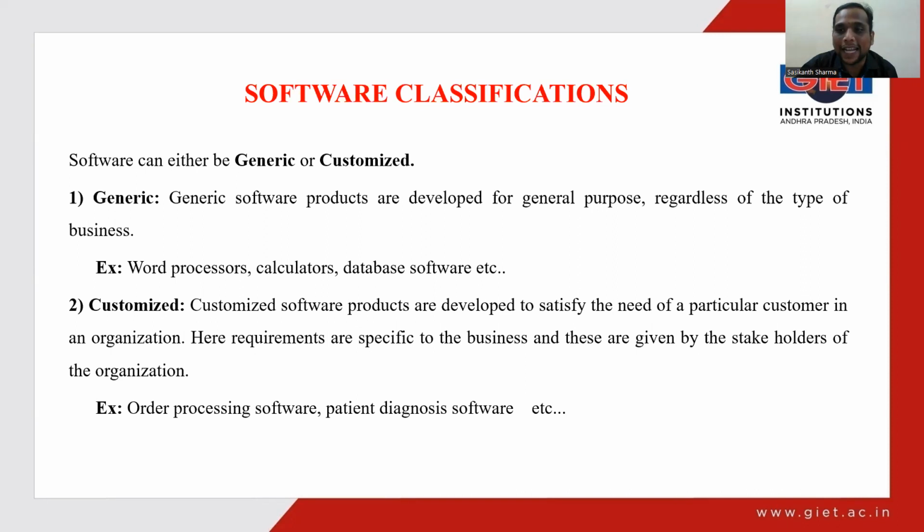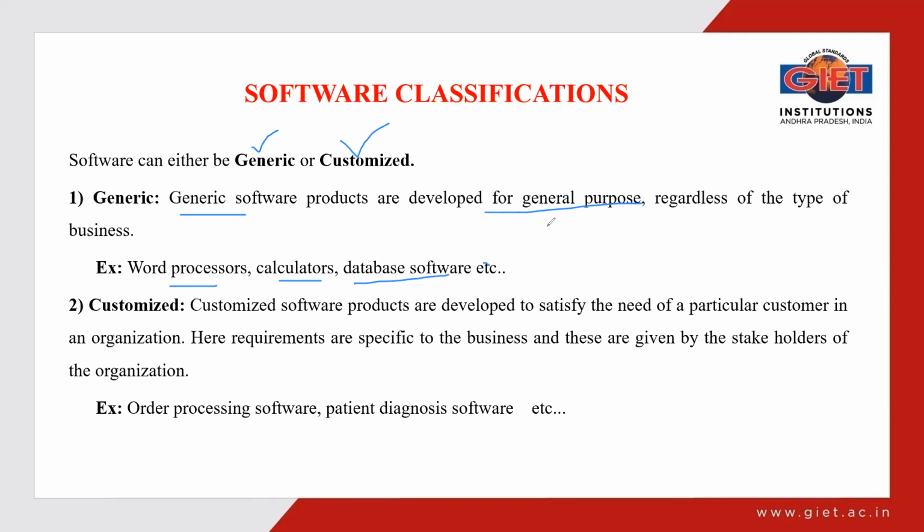Now we are going to see the classification. What do you mean by classification? Classification means types of the software. So we will see the types of the software here. The software is of two types, generic or customized. Generic means it is used for general purpose, such as word processors, calculators, database software, etc. Whereas customized software products are developed to satisfy the needs of a particular customer in an organization.